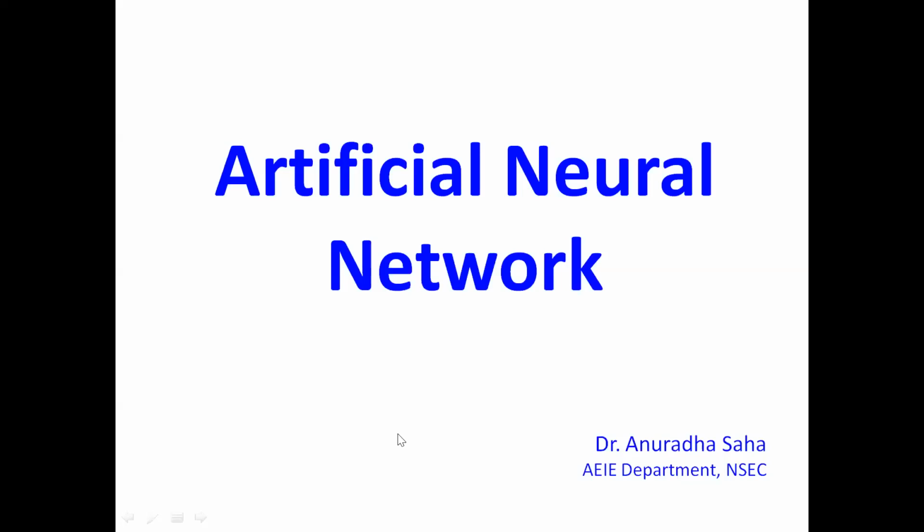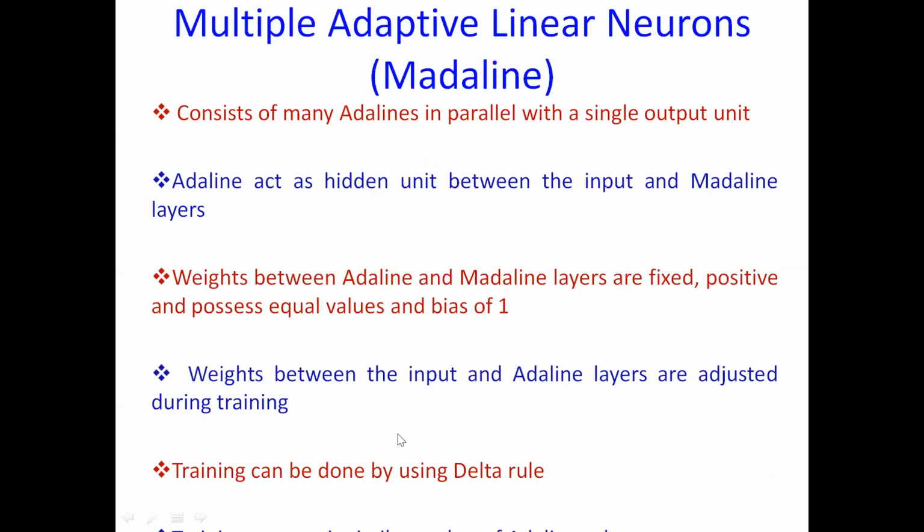On this note, I will start today's class with multiple adaptive linear neurons. As you can see, this neural network is often termed as Madaline network. As its name suggests, basically it consists of many Adaline neural networks, and those Adaline neural networks are incorporated in parallel. And here also this Madaline neural network is having a single output unit.